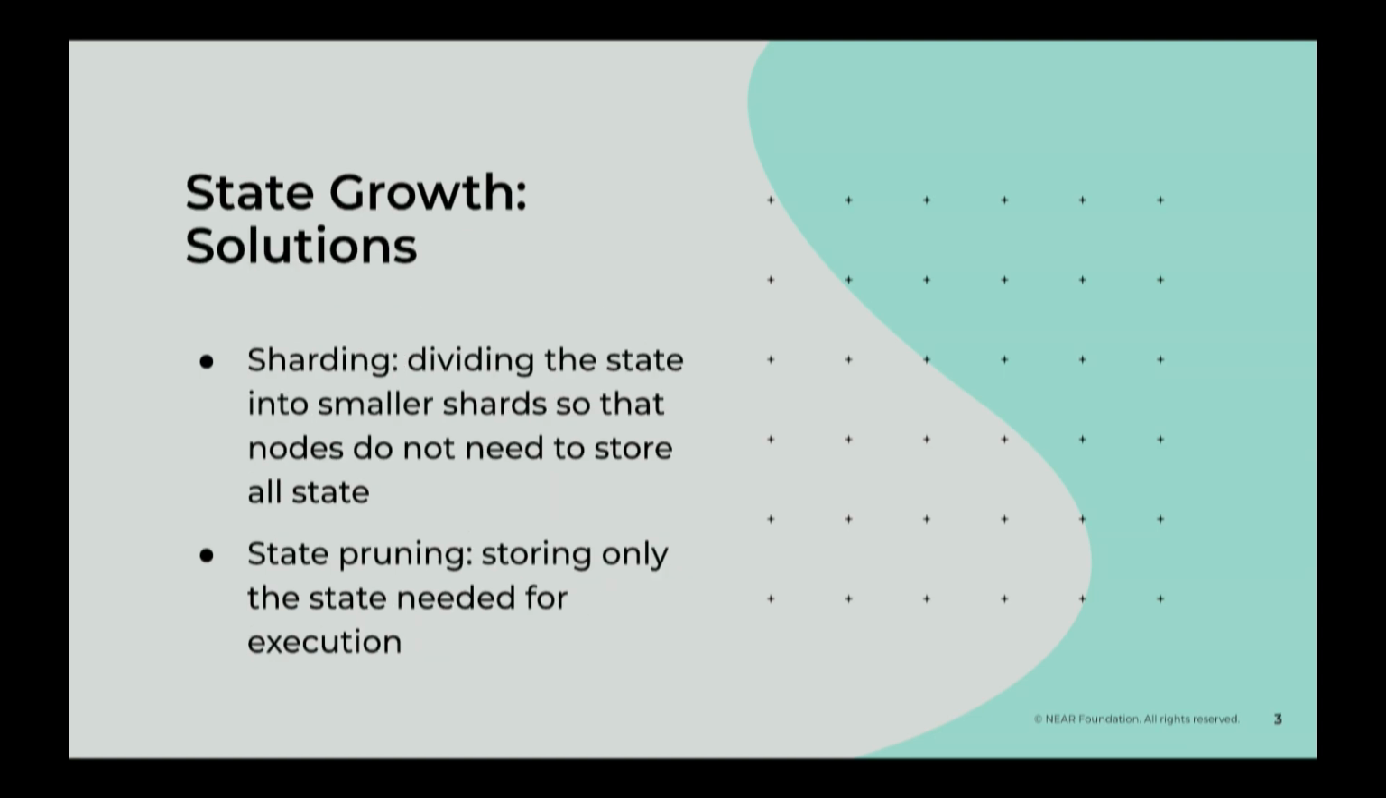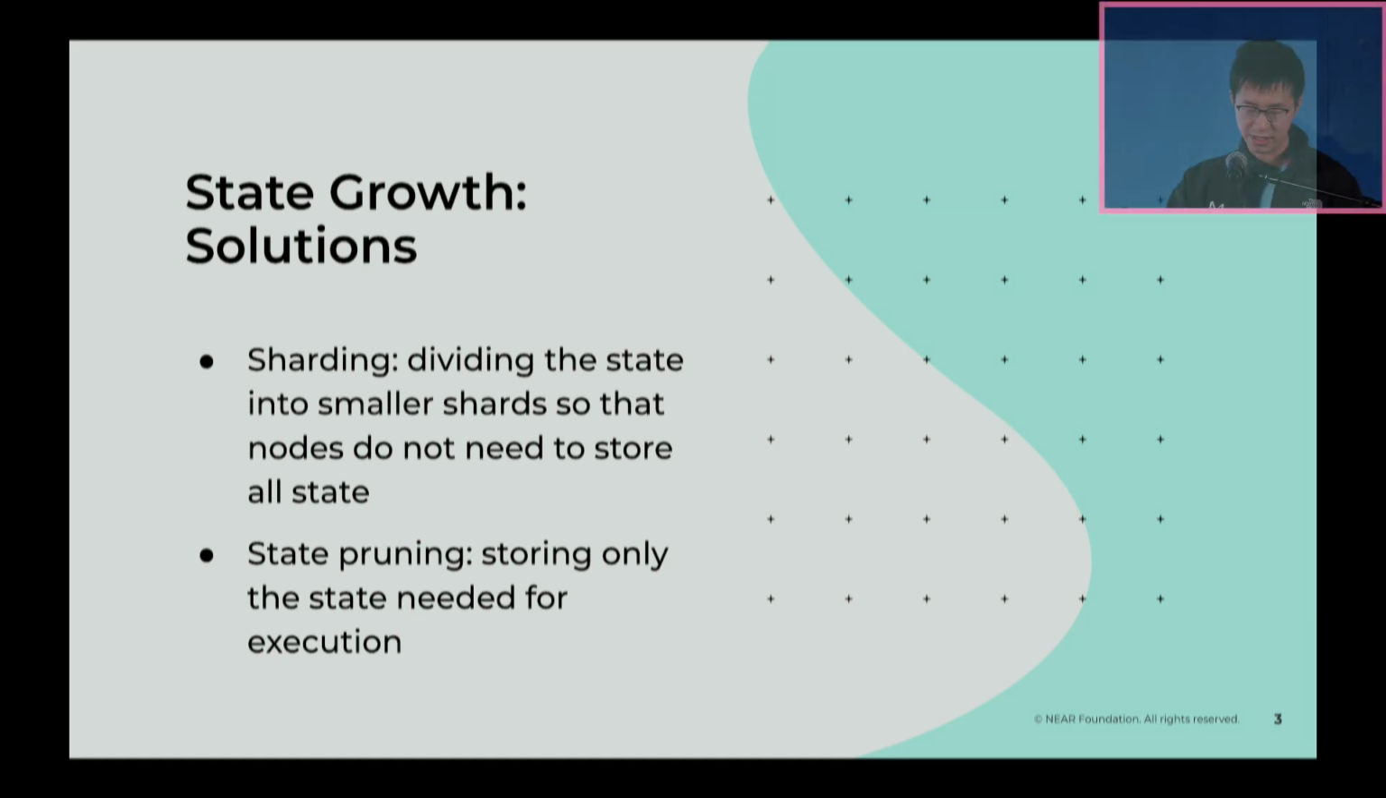So what are some of the solutions we have to this problem, since it is not new? Even at the beginning of Ethereum, people have been thinking about the future and how they would address this problem. So I think there are generally two directions people are exploring. One is sharding. So basically the idea is that instead of having one global state, we divide the state into many smaller shards, and none of the nodes in the network actually need to store the entire state.